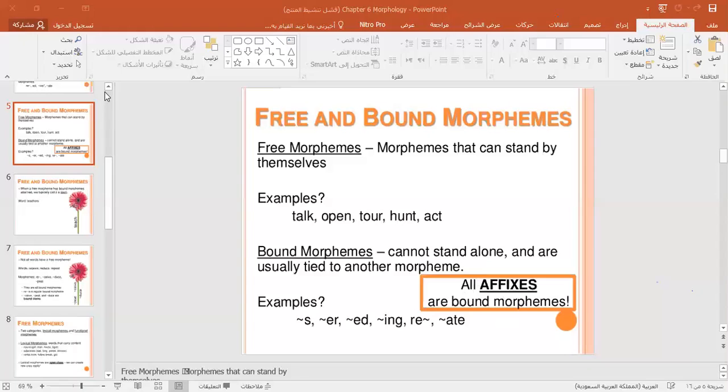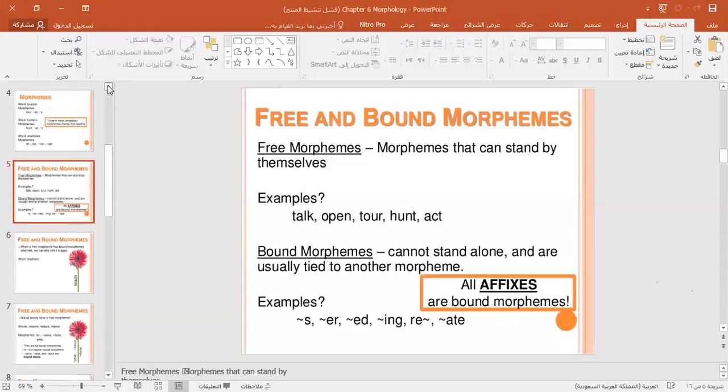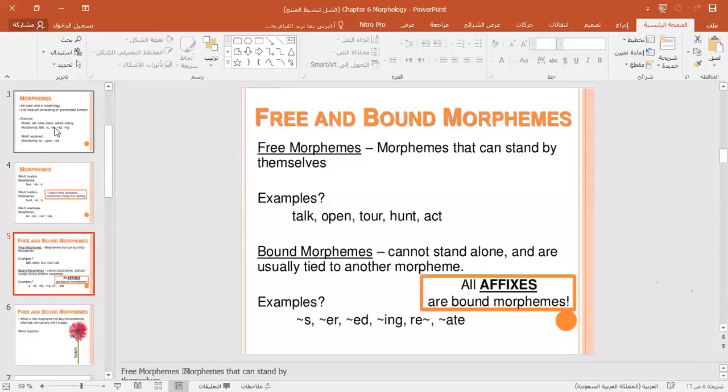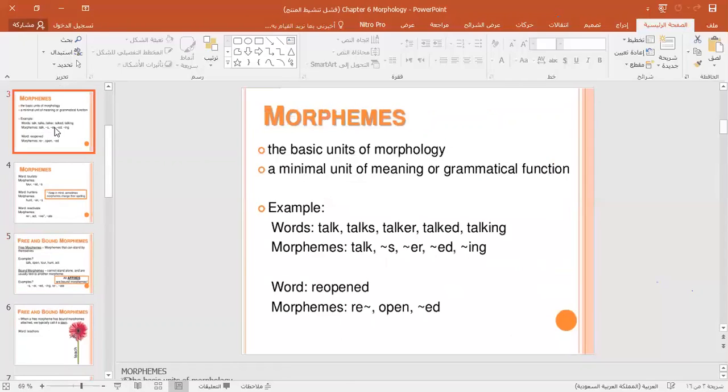If you go back to the slides that we talked about earlier, on this slide we have different morphemes. In the list of morphemes here, we have talk, the plural s, er, the past ed, and the present participle ing. Which is the free morpheme here among these? Can you identify the free morpheme? Yes, talk. Talk is the free morpheme.